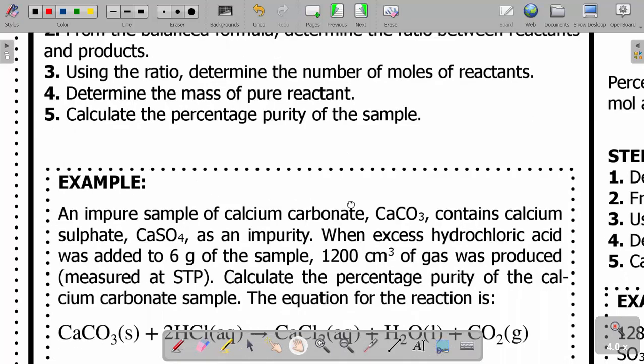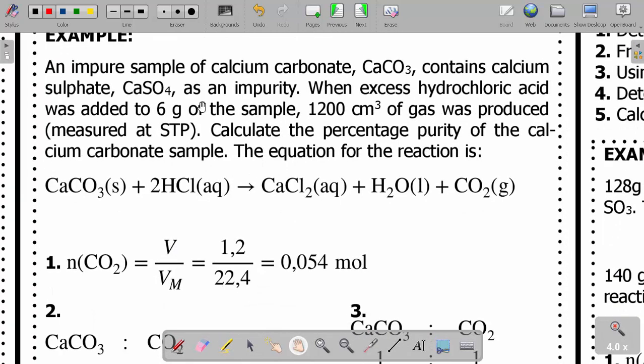For example, here, an impure sample of calcium carbonate contains calcium sulfate as an impurity. When excess hydrochloric acid was added to 6 grams of the sample, 1200 cubic centimeters of gas was produced, measured at STP. Calculate the percentage purity of the calcium carbonate sample. The question is given below.